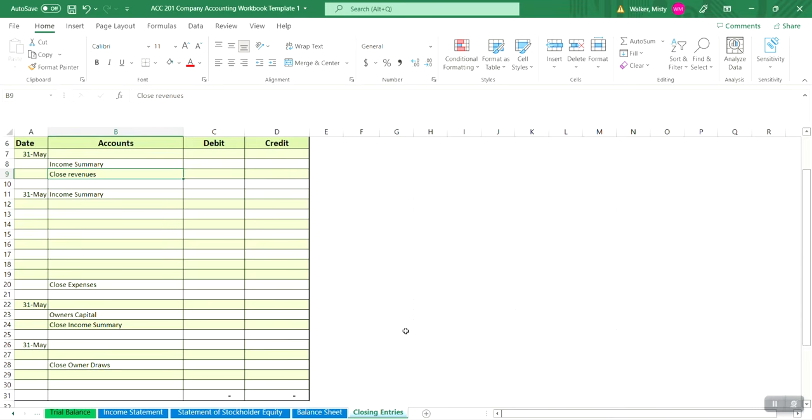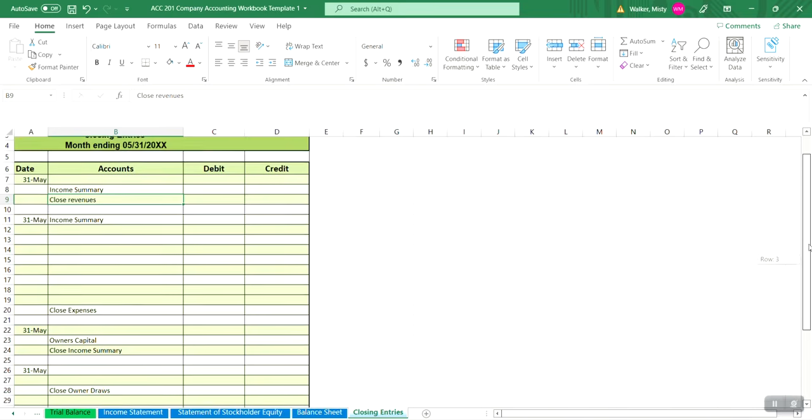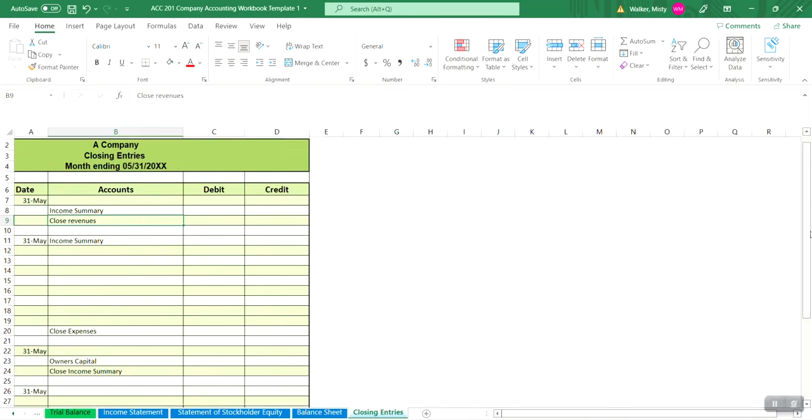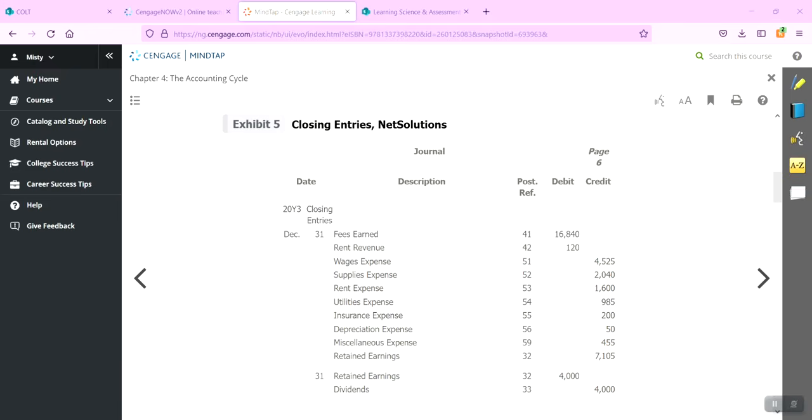So before we take a look at each of the closing entries, I do want to take a moment and show you the example in the text. Because if you go to the text looking for an example, you're going to notice that they're not exactly the same. Our text is really unique. This is the only text I've ever worked with where I've seen the author combine all of the first three entries into one large entry.